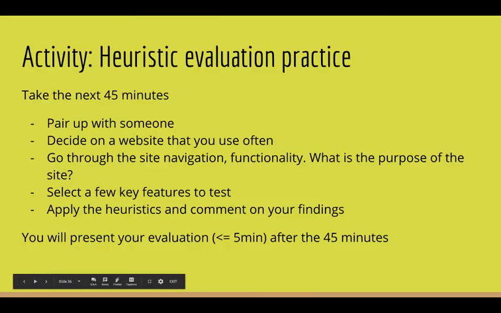And then think about the site navigation, the functionality that they're showing you, and think about, like I said, the purpose of the site, and then select maybe 2 features to run through, or more, but at least 2 main features, and then run through the list of heuristics. And if you don't have my slides, or if you want to know how to look at those 10 heuristics, I would just go through each one and think about how they would apply, and comment.